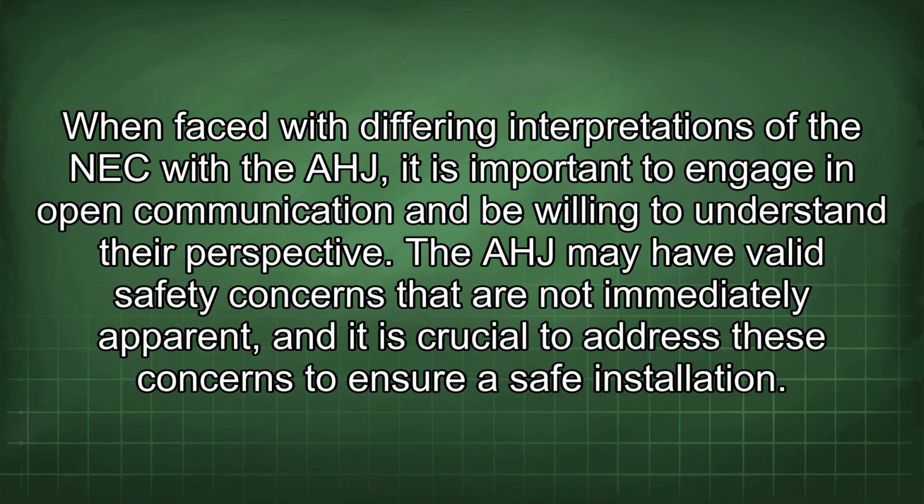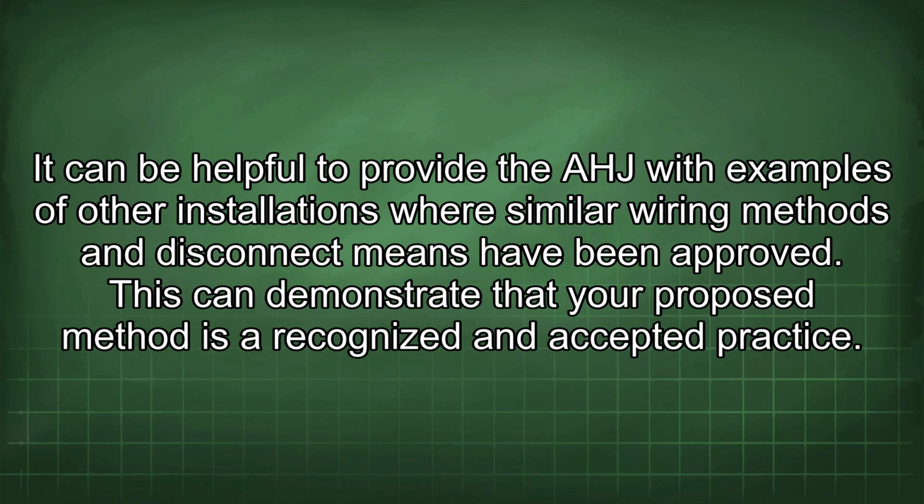When faced with differing interpretations of the NEC with the AHJ, it is important to engage in open communication and be willing to understand their perspective. The AHJ may have valid safety concerns that are not immediately apparent, and it is crucial to address these concerns to ensure safe installation. It can be helpful to provide the AHJ with examples of other installations where similar wiring methods and disconnect means have been approved. This can demonstrate that your proposed method is a recognized and accepted practice.